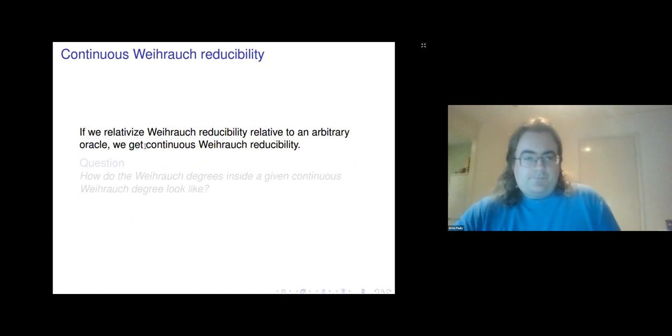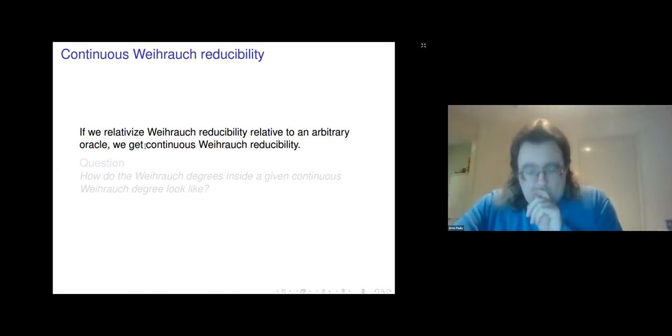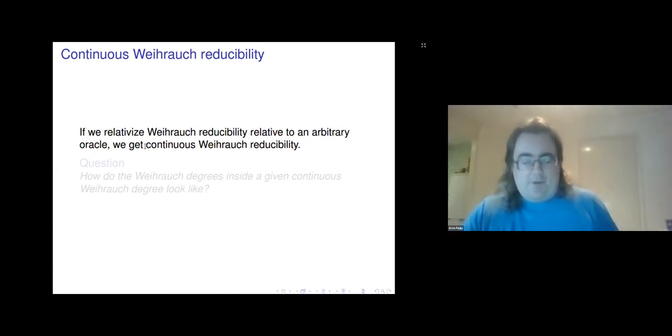Last one. I could have said a lot about related degree structures, but as you see, time is short. A particular one that I want to bring up is the continuous version. That's essentially what you get if you relativize the definition of Weihrauch degree: reducibility relative to some arbitrary oracle.